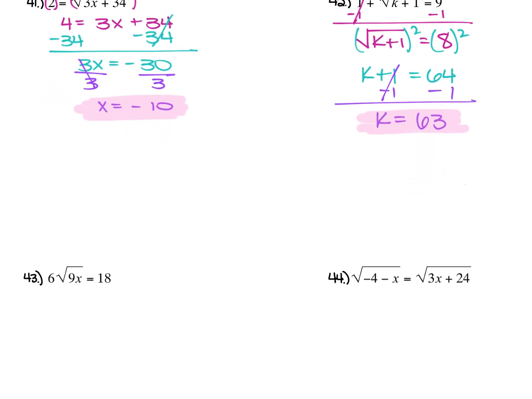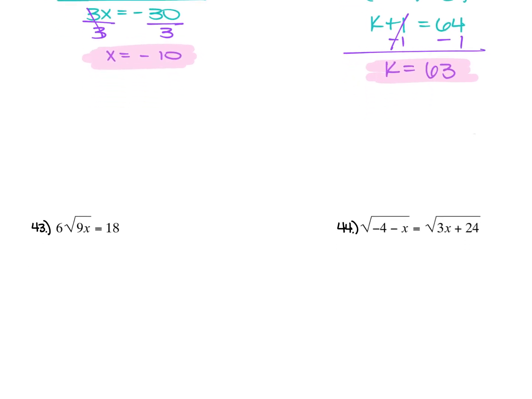For 43, you have 6 times the square root of 9x is equal to 18. You want to isolate that square root first by dividing each side by the 6. This gives you the square root of 9x is equal to 3. You will square both sides to get rid of the radical, and you're going to work with 9x is equal to 9. Divide each side by the 9, and you get that x is 1.